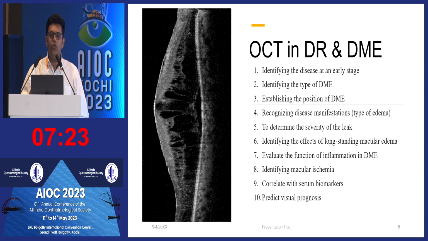So when you look at an OCT in a patient with diabetic retinopathy and diabetic macular edema, this is the 10-step approach which I try to follow in every patient with DME. First, know whether the macular edema is because of the diabetic retinopathy itself, identify the type of the macular edema, establish where the macular edema is present, also recognize any associated disease manifestations to determine whether the severity of the leakage is high or low, then identify the effects of long-standing macular edema, look at the role of inflammation in DME, identify whether there is macular ischemia and correlate them with serological markers, and then predict the visual prognosis.